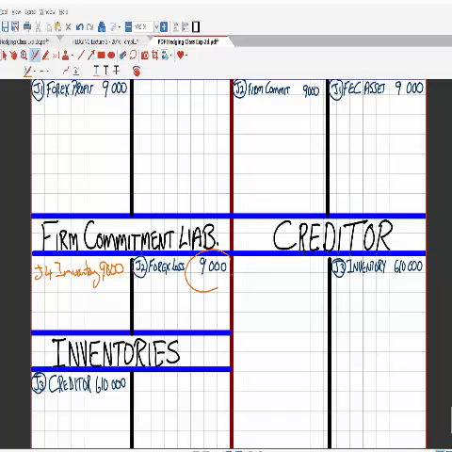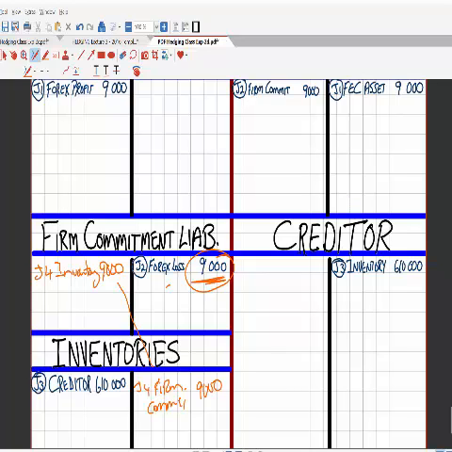So whatever your balance in this account, you will clear it out against inventories. If this balance was a debit balance, then you would have cleared the debit out against inventories. In this case it's a credit, so we debit the firm commitment and we credit inventories with the firm commitment 9,000.